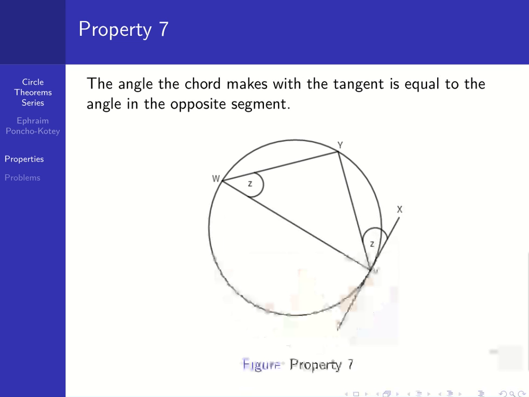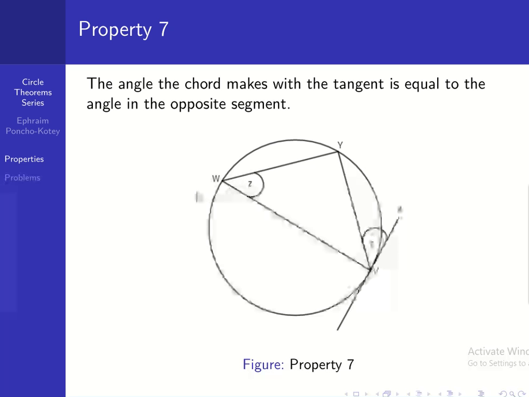Now, the next property. If we have a tangent to a circle, then the angle formed with the chord is equal to the angle at the opposite side of the segment. So this is one side segment. The angle formed here is equal to the angle formed in the opposite segment. So with this, we have that this angle is equal to this angle.